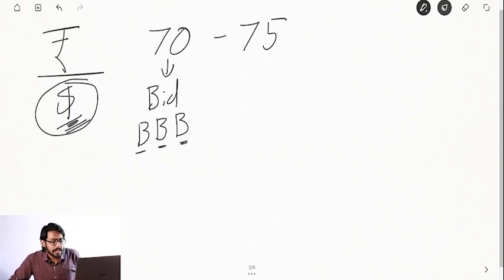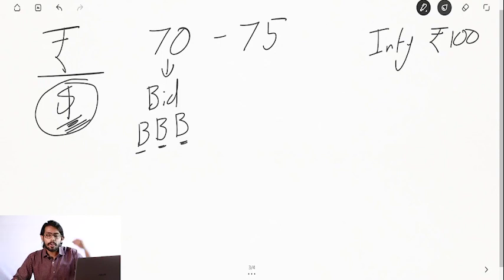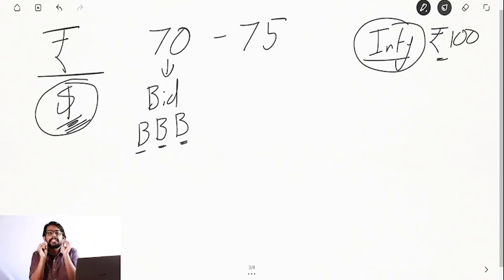Guys, understand, a share of Infosys costs rupees 100. You bought or you sold. Did you sell rupee? No, you sold Infosys. Our discussion is about Infosys. Similarly, over here, dollar is no longer a currency, it's an asset. The minute I say the banker buys the base currency, our asset over here is dollar. The banker buys $1 at the bid rate, which is 70. The banker will buy from you $1 for 70.